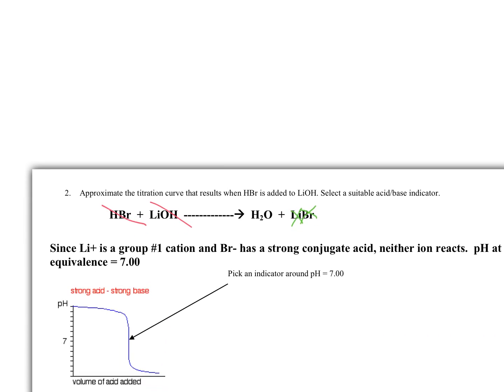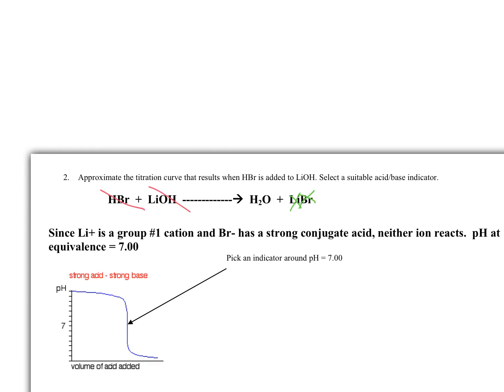So I draw it out. This is a strong acid that's being added to a strong base. So I have this nice long middle part. I start out with a high pH, since my beaker contains LiOH, my strong base, to begin with.